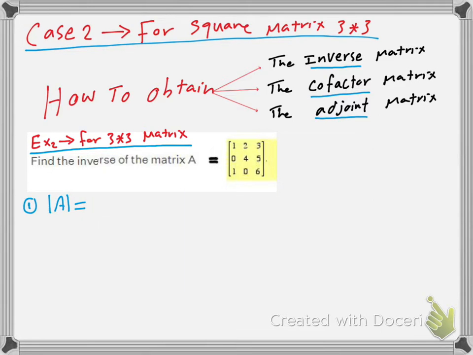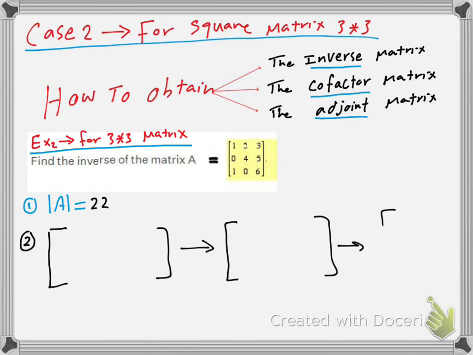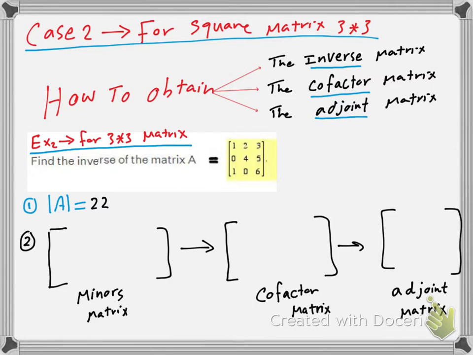As you saw, the determinant of the matrix A was 22. In step number 2, I will make 3 matrices at the same time. This is matrix 1, this is matrix 2, and finally this is matrix 3. The name of the first matrix is the minors matrix, the name of the second matrix is the cofactor matrix, and the name of the third matrix is the adjoint matrix.